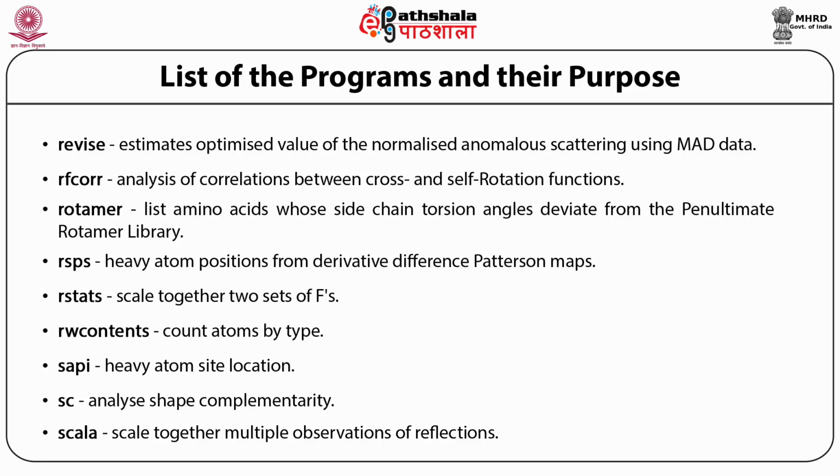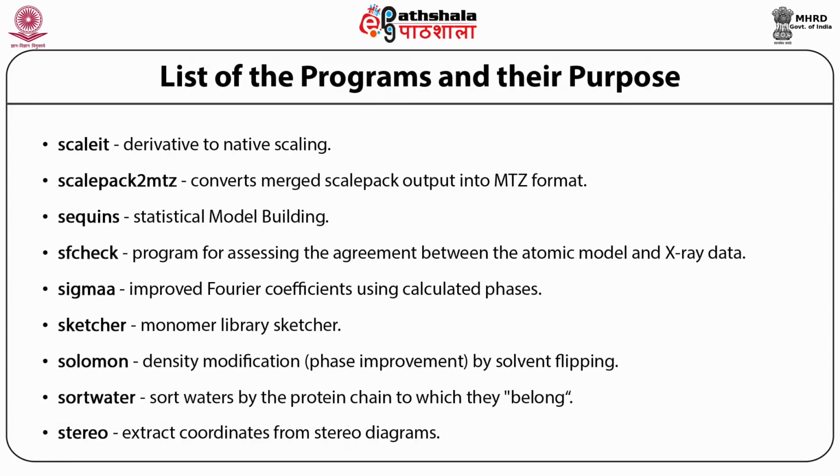Then for scaling together multiple observations or reflections, you use Scala. We have programs for statistical model building called Sequence, and for checking the agreement between the atomic model and X-ray data, we have SFCHECK. For the improved Fourier coefficients using calculated phases, we have the program Sigmaa. Then another important program is for density modification by solvent flipping. This is known as Solomon. Then for exact coordinates from stereo diagrams, we have the program Stereo.